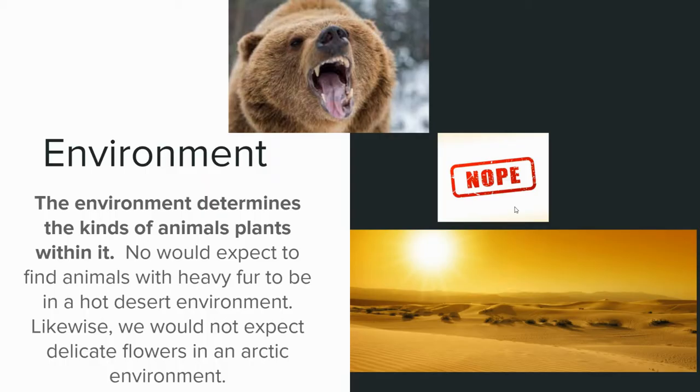All right, next part. Environment. So the environment determines the kinds of animals and plants within it. No one would expect to find animals with heavy fur to be in a hot desert environment. Likewise, we would not expect delicate flowers in an Arctic environment. So, depending on the temperature, depending on the heat and sunlight and all these factors, that's what's going to determine what kind of animals and plants can even survive.